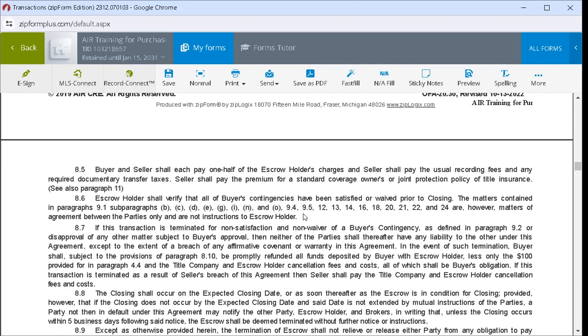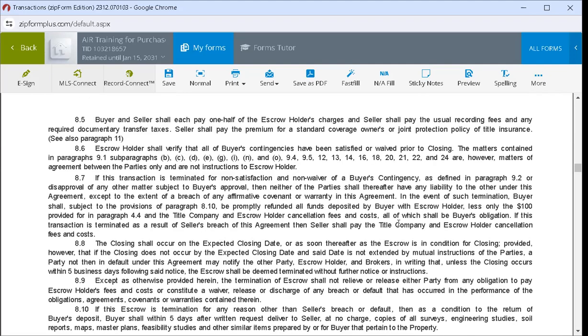8.6 is another E for escrow. Escrow holder shall verify that the buyer's contingencies have been satisfied or waived prior to closing. That doesn't alleviate the agents from checking as well, but this is one that you need to let escrow know. They need to verify that all of the buyer's contingencies have been satisfied or waived. Okay, and we'll go over paragraph 9.